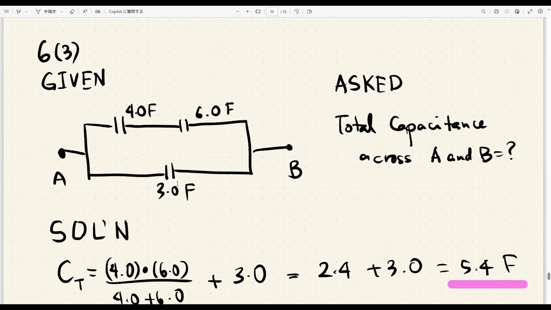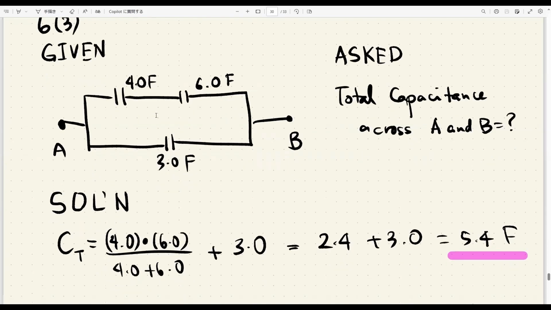The way we do this is we just combine them according to the series and parallel rules for combination of capacitors. When capacitors are in series, we use what I call the parallel law, which is basically combining them in the manner that we combine resistors in parallel. That means to get the equivalent capacitance of these two capacitors, you multiply them, 4 times 6, divided by the sum, 4 plus 6.